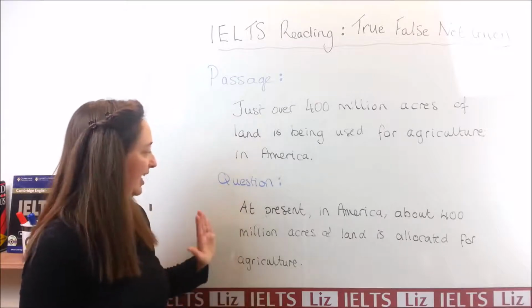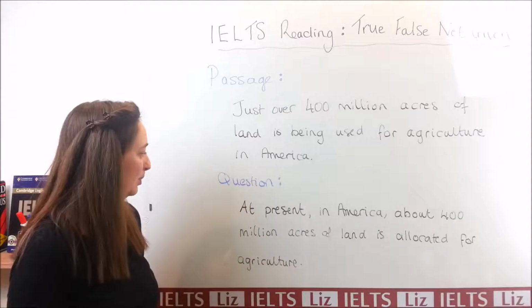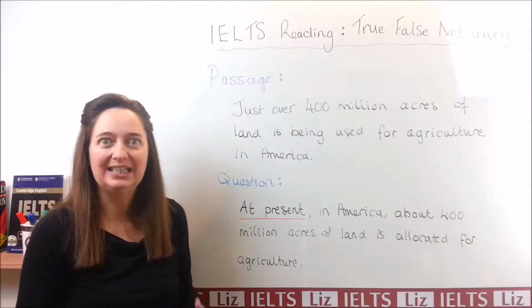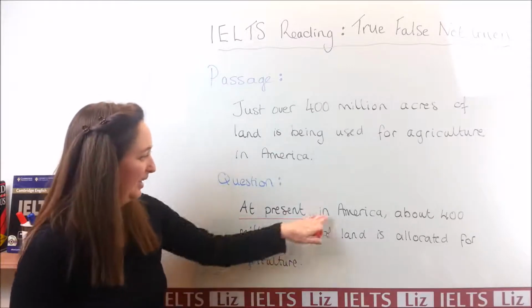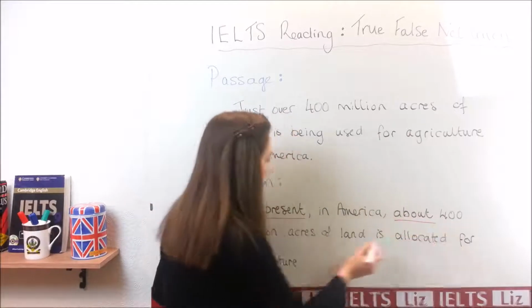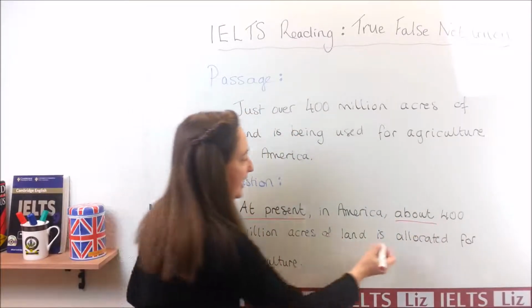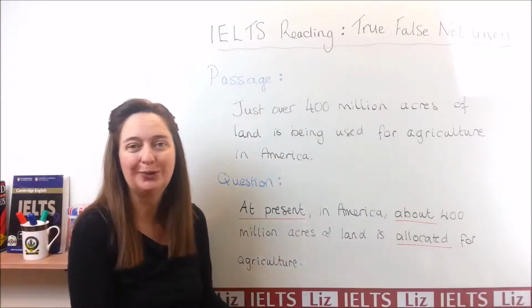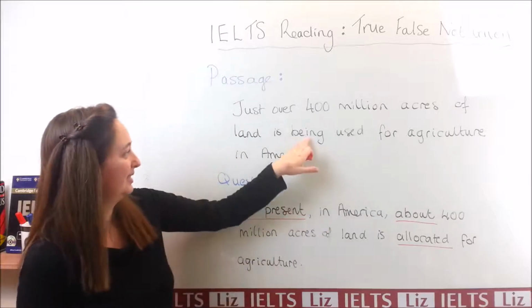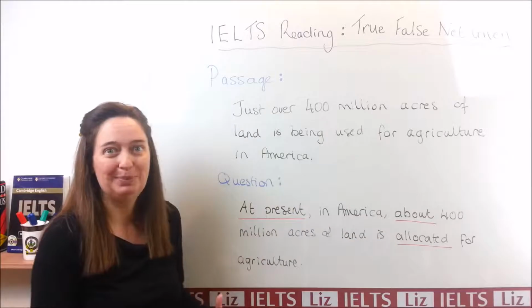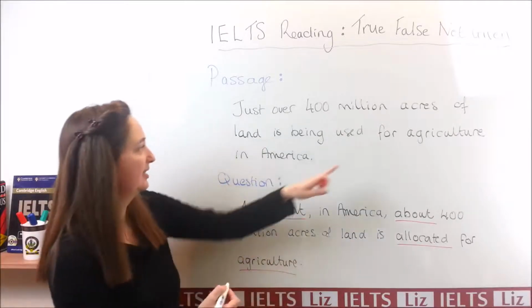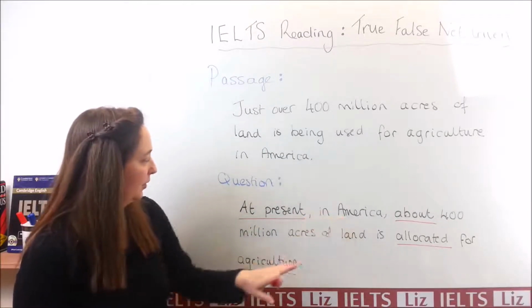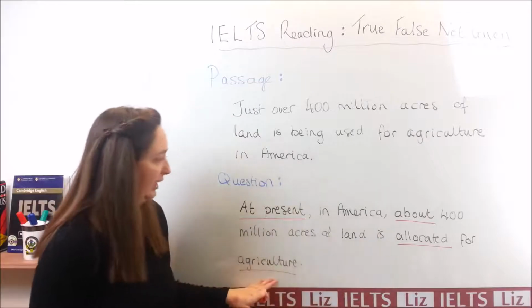Let's have a look further at the information in this statement. We've got here a time phrase. At present, right now, at this moment, currently. In America, we've got about 400 million acres of land is allocated. Now, allocated means it's given to be used for. So that is very similar to this. Used for, given to be used for. And agriculture, well, that's exactly the same. So we have similarities. We've got in America, 400 million acres is used for agriculture.